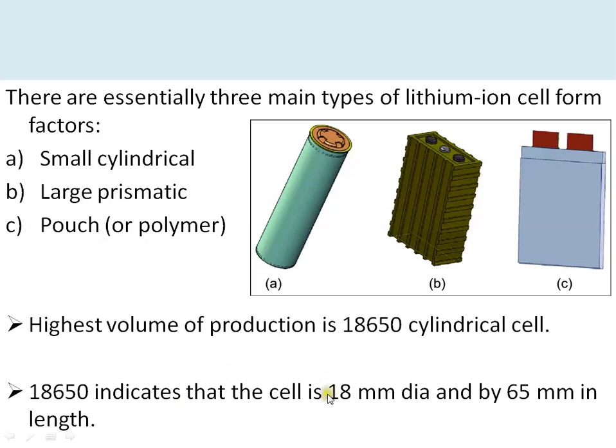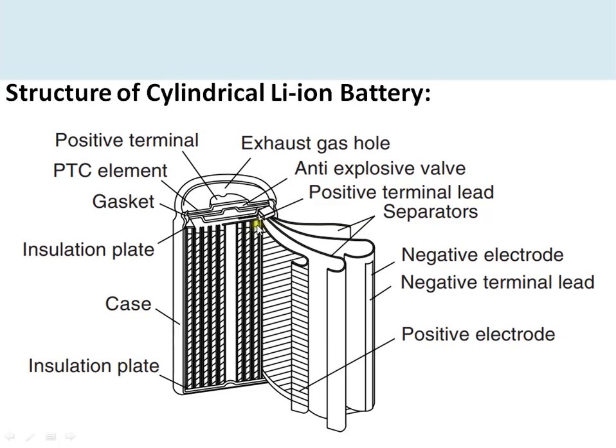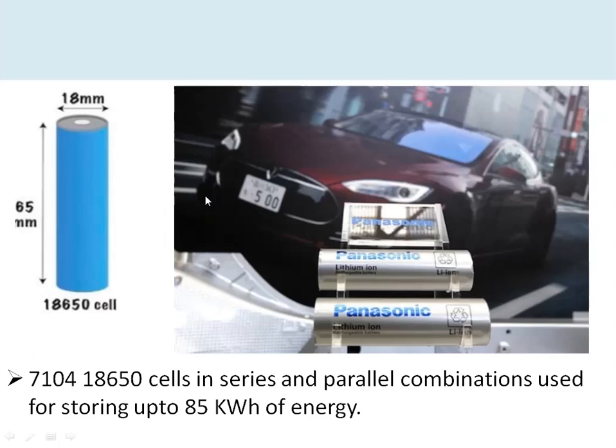So this 18650 indicates the cell has 18 mm diameter. So the diameter is 18 mm and the length is 65 mm. And this is the cylindrical lithium ion battery structure. So the negative and positive electrodes and separator are rolled in the form of a cylinder, and at the positive terminal there are protections for overcharging and for any short circuit. There are different protections present on the positive terminal side, which I will discuss.